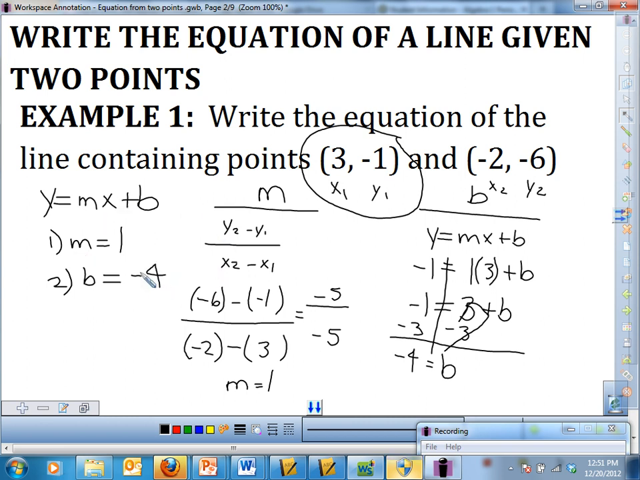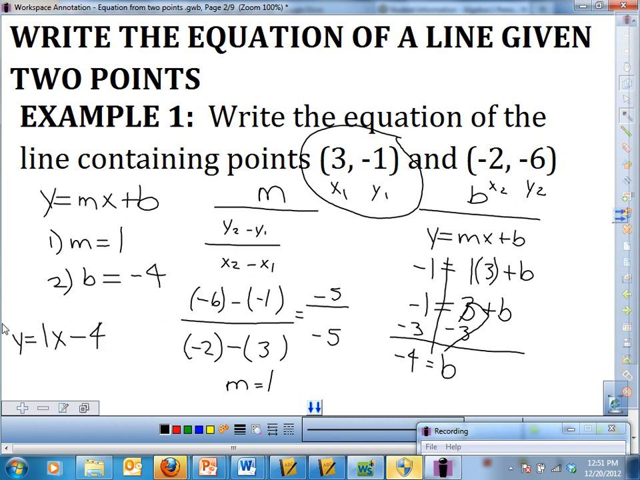Now when I look over here, I have m, I have b, I can write an equation. So I'm going to write y equals m, which was 1, x plus b. Now my b was a -4, and we know that we don't want to put plus a negative, so I'm just going to write -4.